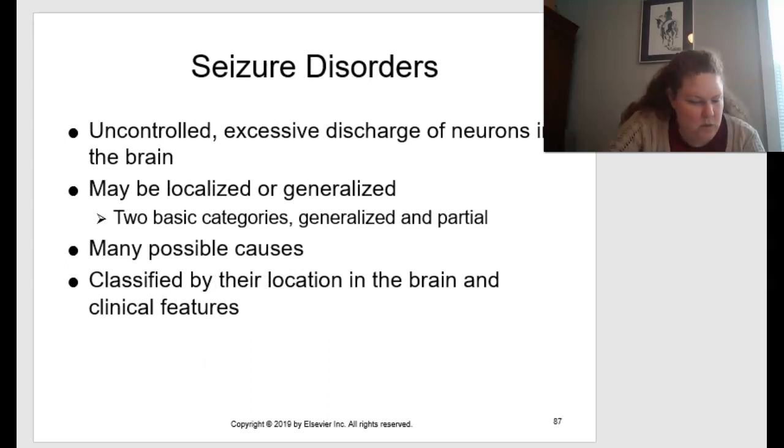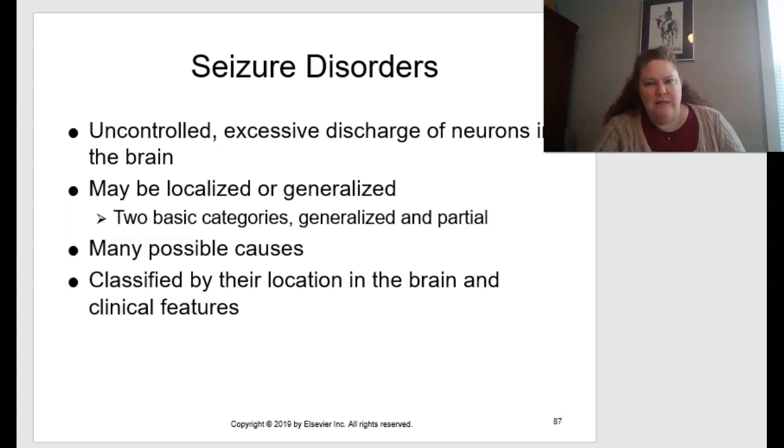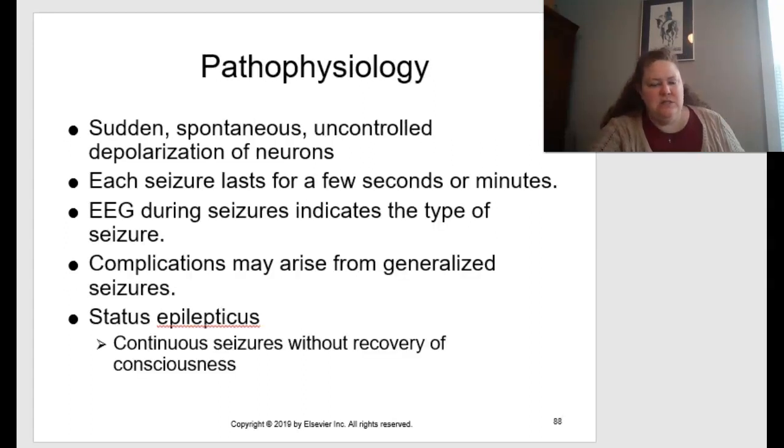So what about seizure disorders? Well, these are uncontrolled excessive discharge of neurons in the brain, and may be localized or generalized. There are two basic categories, and they are either generalized or partial seizures. There are many possible causes, and honestly, a lot of times we don't know what causes them. We're still trying to figure it out. And they are classified by their location in the brain as well as their clinical features.